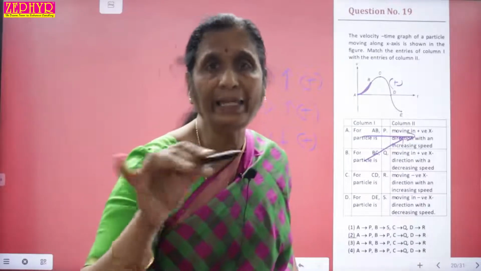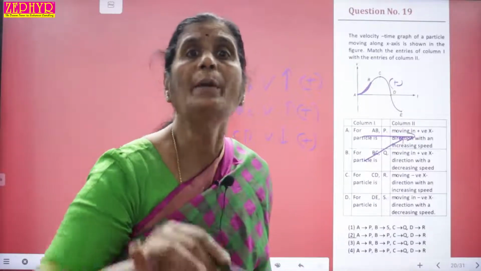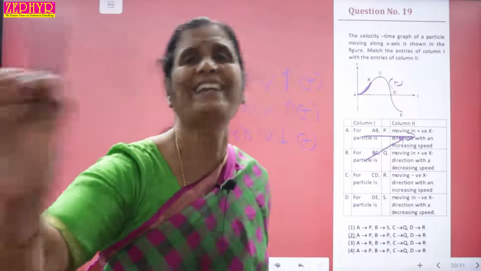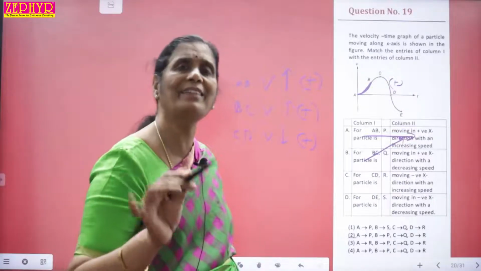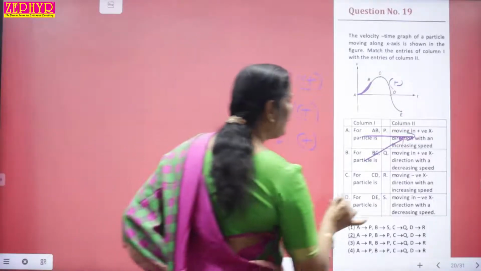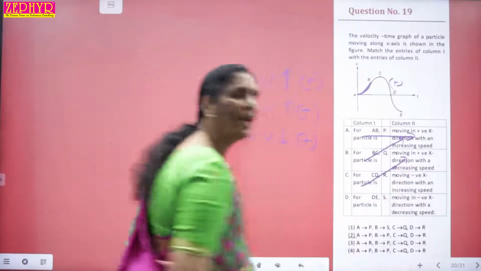Like 10, 9, like that. Velocity is decreasing, but it is positive. So it is moving along the x-axis with a decreasing velocity. So we take that, okay, like that.